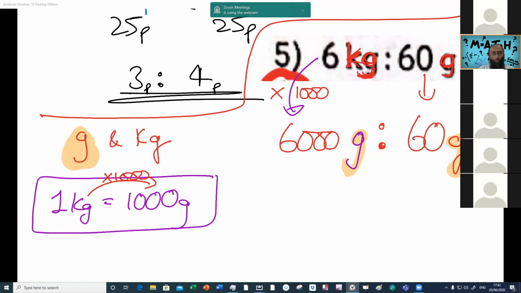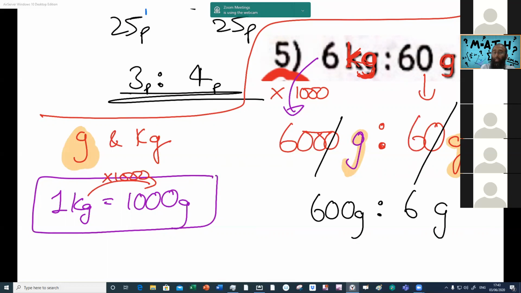1,000. You can't divide them both by 1,000. 60 won't divide by 1,000. They become a decimal. What can they both divide by? 10. Fantastic. That's better. So you divide that by 10. Divide that by 10. So that gives you 600 grams and 6 grams. Fantastic. Now carry on going.